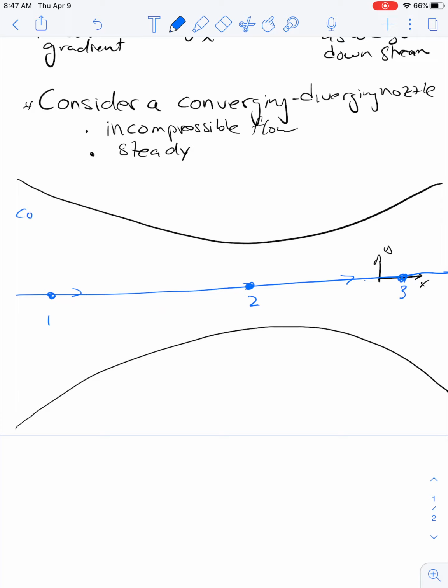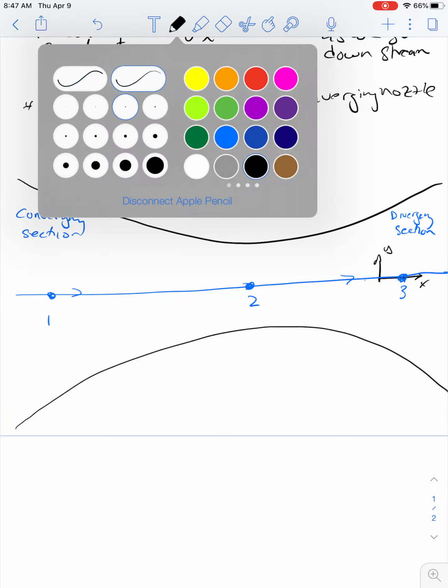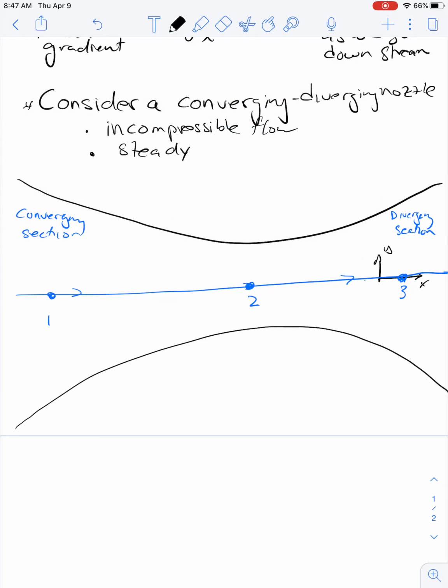So this is our converging section, and this is our diverging section. Okay, so what's going on? I'll tell you, to start out with, here on the left-hand side in the converging section, we will have that dp/dx is less than 0, which means that we have a favorable pressure gradient.